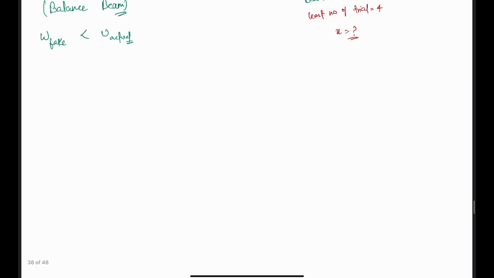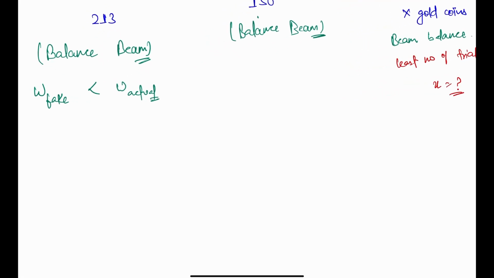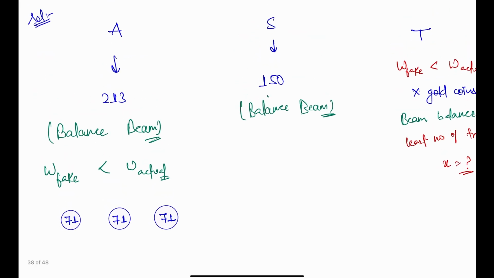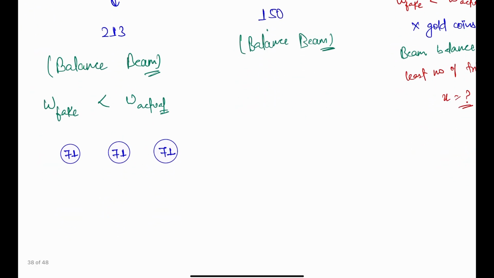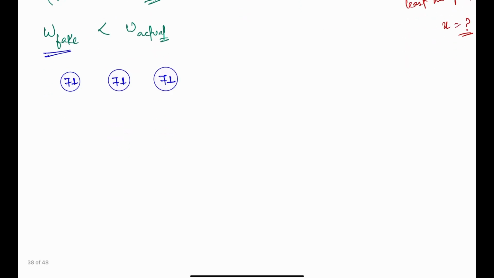So similarly, what will happen in 213? We will make small packets of 71 coins. 71 coins, right? We know that the fake is of less weight. So in weighing one, suppose this is A, this is B, and this is C. What might happen in weighing one?